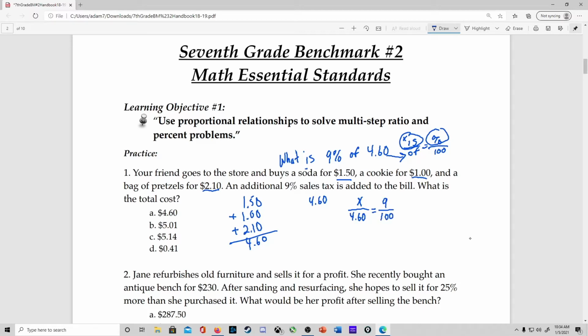So we want to know what 9% is. So again, we have a little ditty we can do. If your number has a buddy, multiply. So this one has a buddy. If it's sitting by himself, divide. So we're going to do 4.60 times 9.